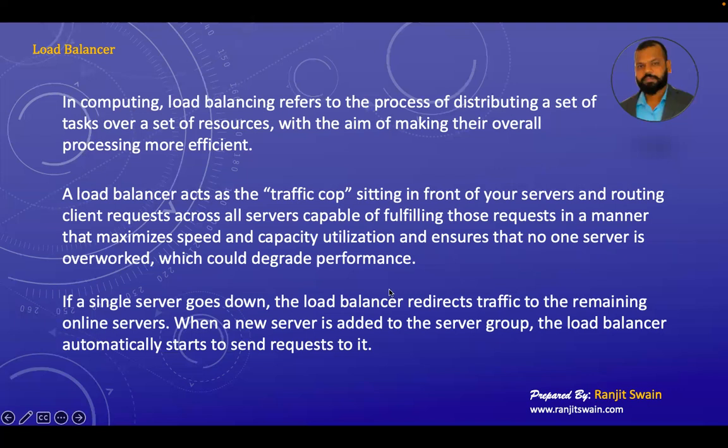If a single server goes down, the load balancer redirects the traffic to the remaining online servers. When a new server is added to the server group, the load balancer automatically starts to send requests to it. Suppose you have 4 servers added to your load balancer, and you have chosen a primary server which should take more load. If that server goes down due to some issue, the load balancer will automatically redirect the requests coming to that machine to the other available machines, so that you never get downtime of your application and the customer never faces any issues.